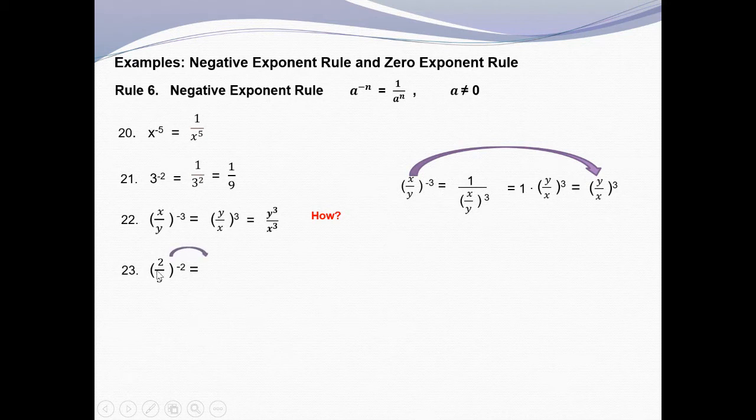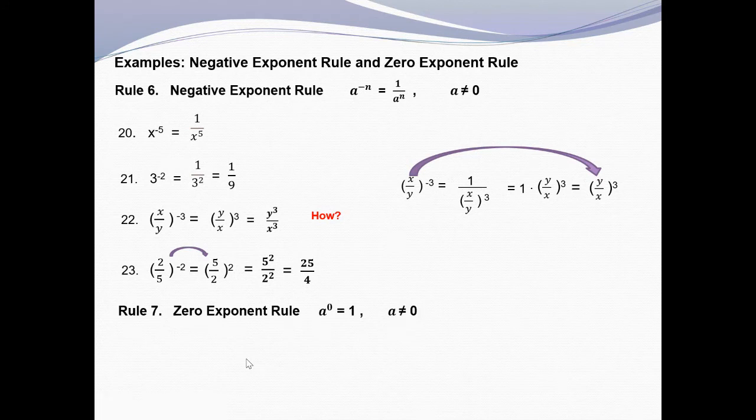So invert it, reciprocal, and then distribute. So it's going to be 5 to the second power divided by 2 to the second power, which is equal to 25 over 4. That's your answer. Number 7.